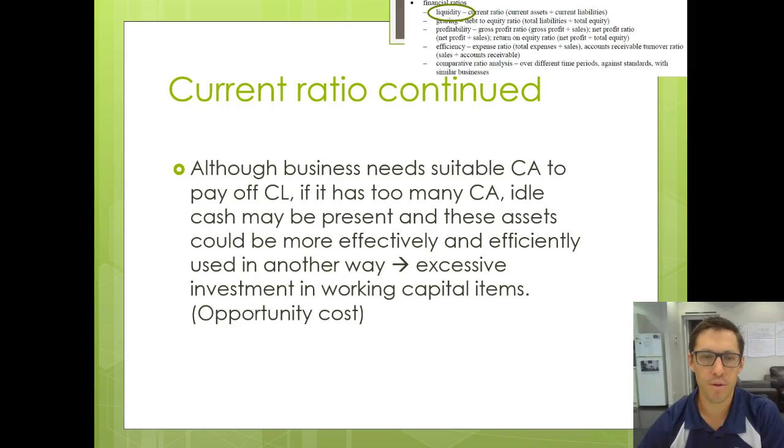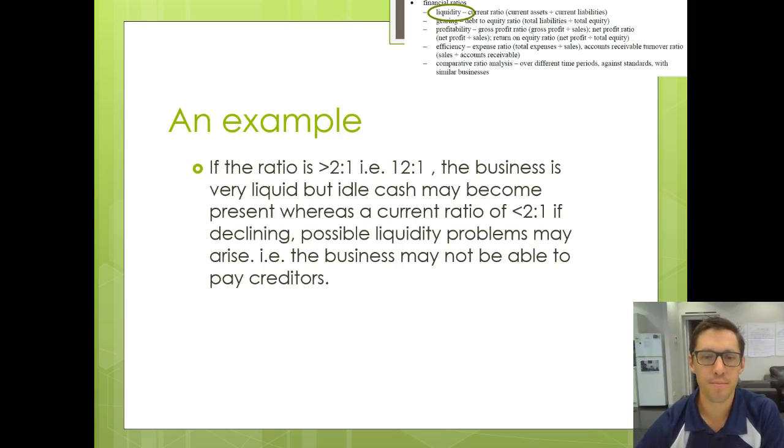So just a point there, although businesses need suitable current assets to pay off their current liabilities, on the other side of the coin, if a business has too high a current ratio, so it's 12 to 1 for example, that business has really got too much cash in there and it's not effectively investing that cash back into the business. So while a 2 to 1 ratio is considered acceptable, if a business is much higher than that, it would actually be considered to be an inefficient business, because there's an opportunity cost there: that money could be used more appropriately for the business and for the business to grow.